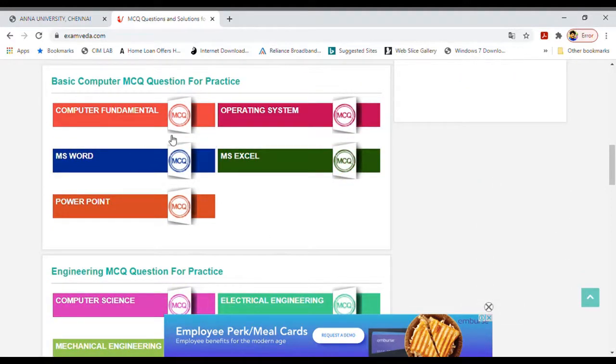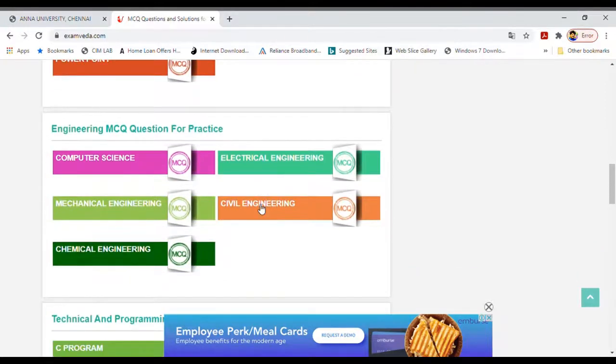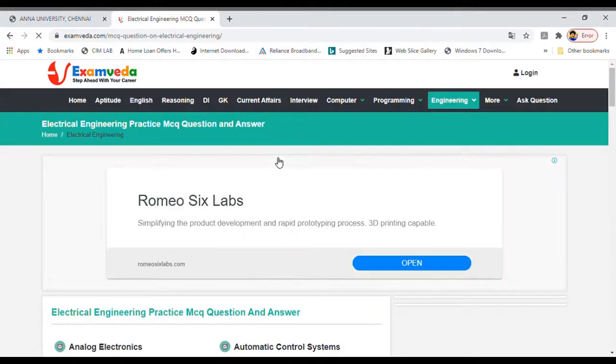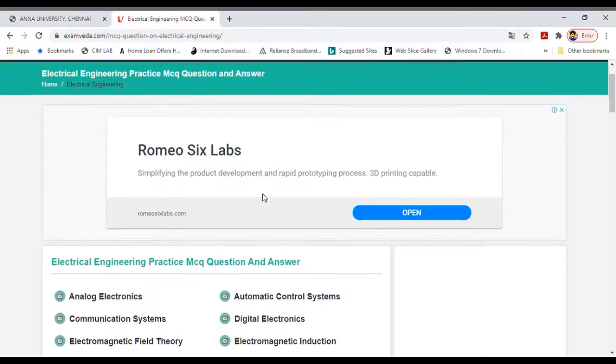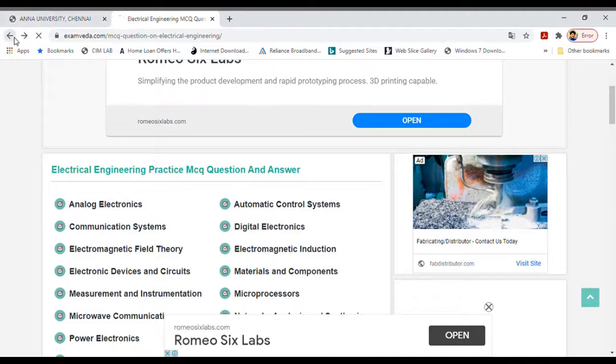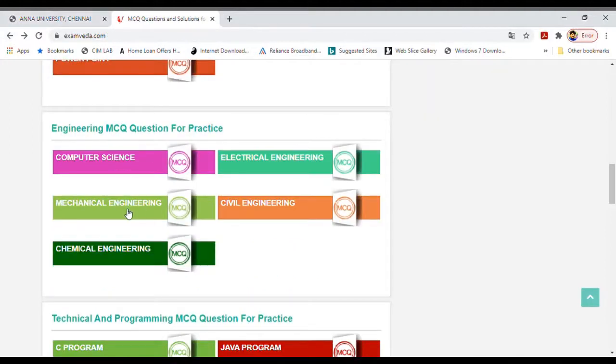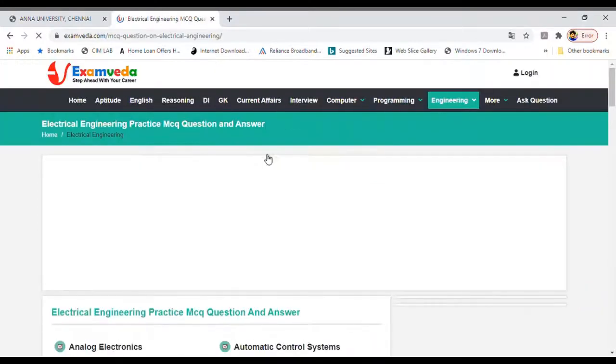Apart from that, you have MCQs in basic computer science. Now we are concentrating on the electrical part. Here there are engineering MCQ questions for practice. Under this, you click electrical engineering. If you want any other subjects, such as computer science, mechanical, civil or chemical engineering, you can check this web page. Now I am concentrating on the electrical part.